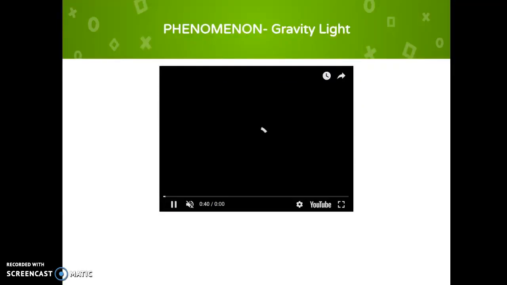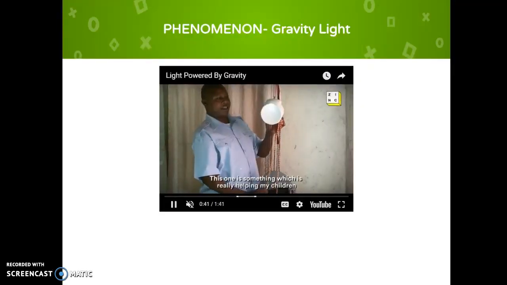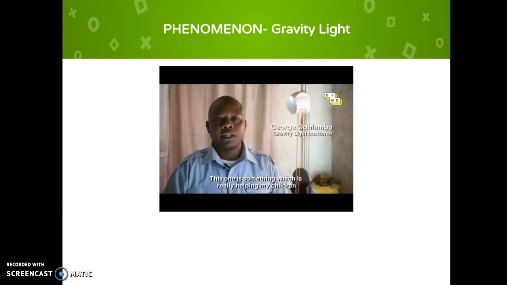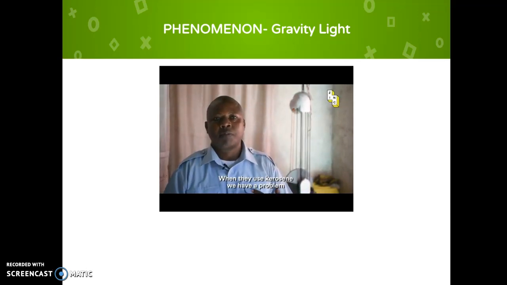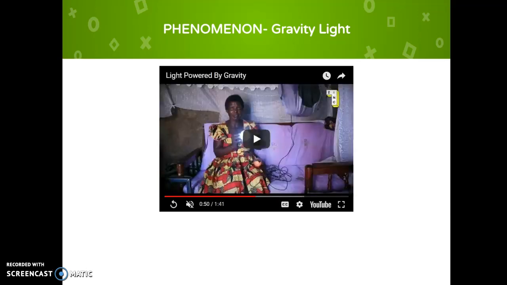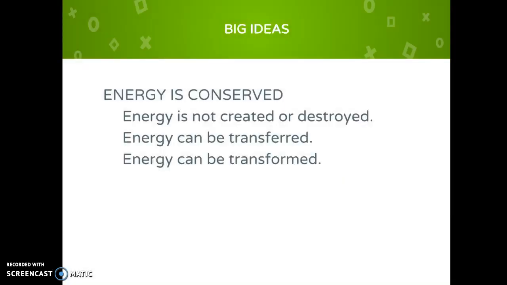We watched a phenomenon about a gravity light where a weight is lifted up, and as the weight drops, it pulls on a string and a light turns on. Now that we've done some work with energy transfers and transformations, maybe you're starting to think about some ideas of how that works. We've learned that energy is conserved. That means that energy is not created nor destroyed. It can be transferred and can be transformed. Those sound similar, but those are two different things.